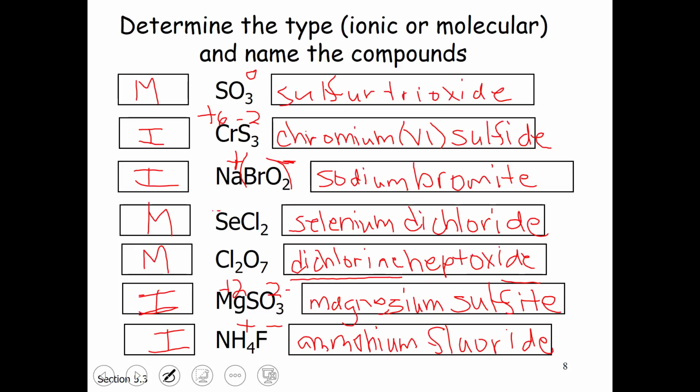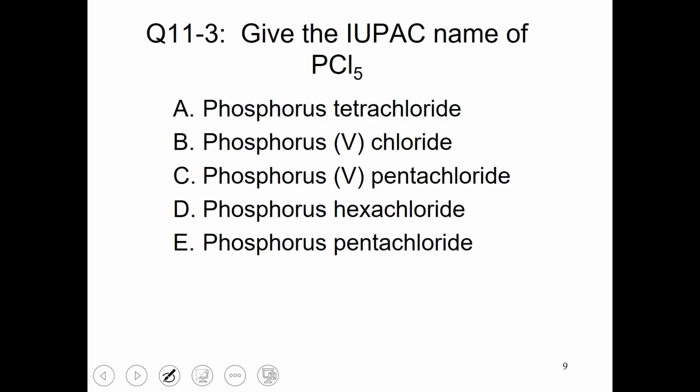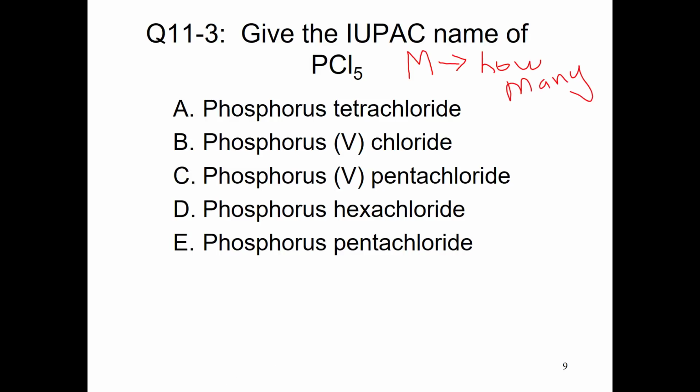And that would be how we name that. So let's go through some questions. Phosphorus with 5 chlorines. Do you think that's an ionic or a molecular compound? I'm hoping you think it is molecular. So you get to say how many. So no oxidation states needed, that's for sure. And I see there are 5, and pent seems like a good answer for 5. So how about phosphorus pentachloride?